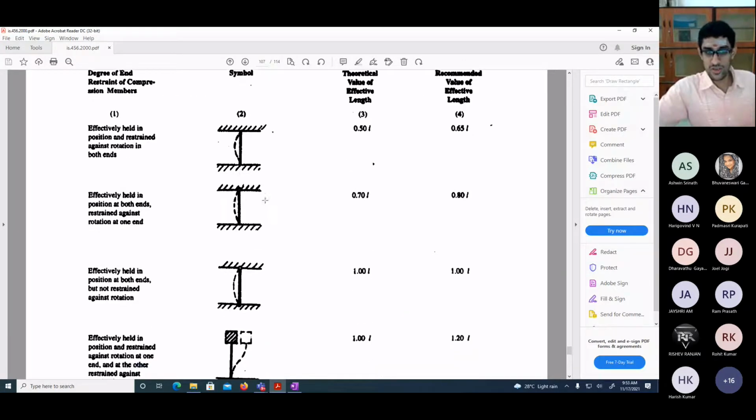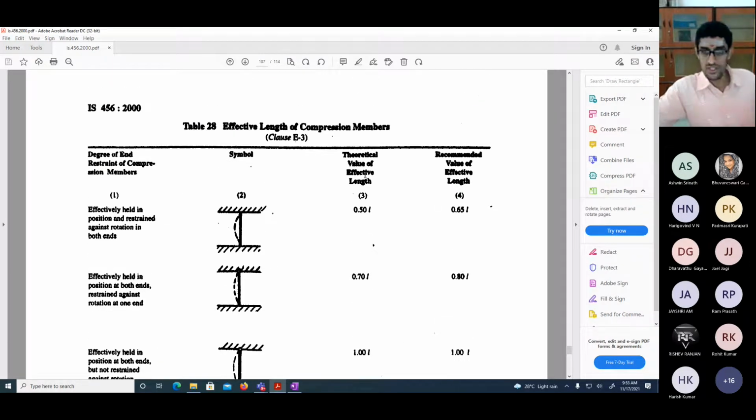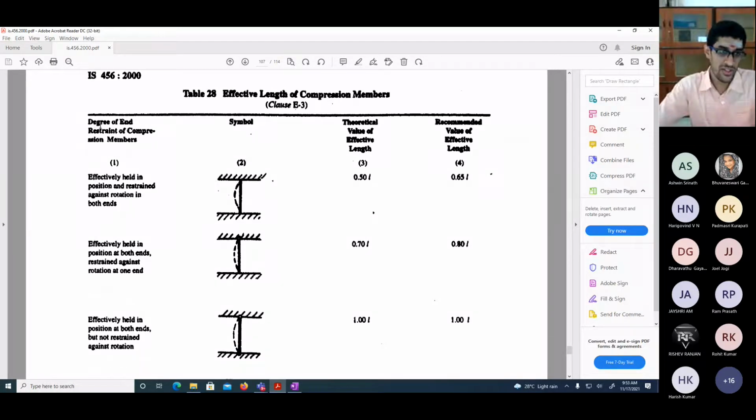So basically, you need to look at the column and see what effective factor you should use. They've given two values, theoretical and recommended, and there's a difference between them. You can see four things over here. They're shown in words, what the conditions of the supports are, and they've also shown it by drawing. Then they mention the theoretical value of effective length and the recommended value of effective length. So when you read it, you should know what it means.